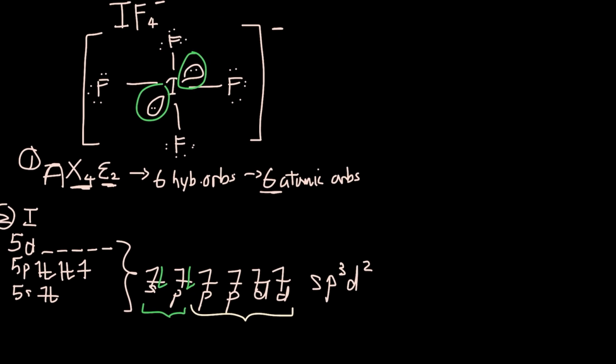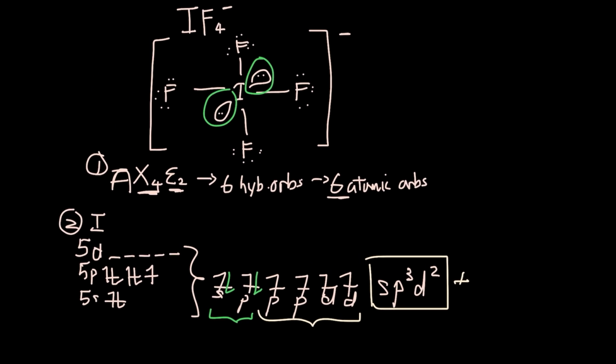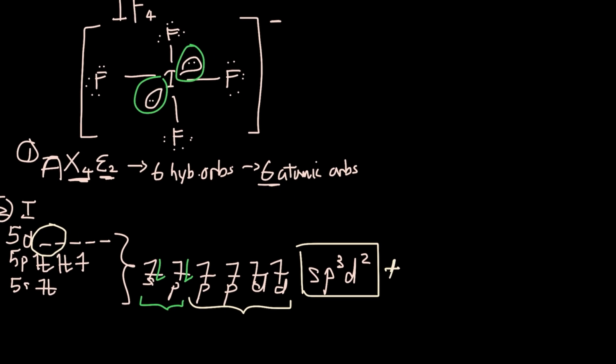Now, we're not quite finished yet. We got our hybridization, but we also have to make a statement that because we pulled 2 d orbitals here, that means what's going to remain of the d orbital is going to be 3 empty 5d orbitals. Okay, so there are 3 empty 5d orbitals.